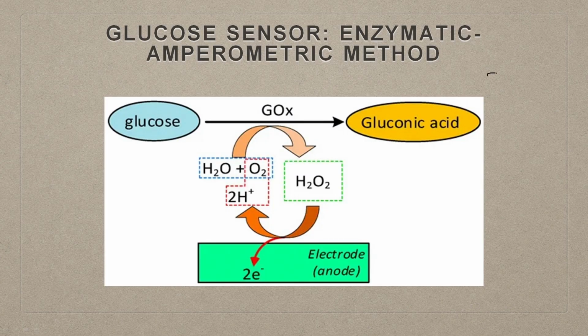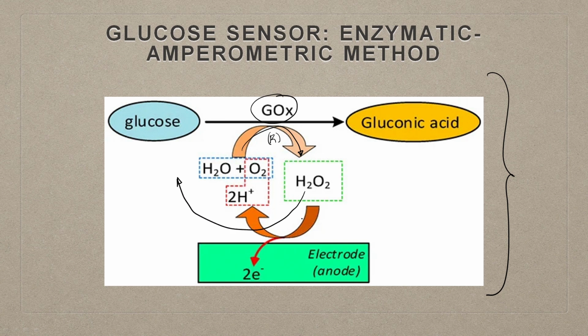In an enzymatic reaction, this is the basic reaction we are talking about. Glucose in the presence of glucose oxidase is converted into gluconic acid, and the oxygen which is helping in this reaction is converted into peroxide. This peroxide could be oxidized back, and during this process, this is the kind of reaction which is happening, and you are quantifying it.